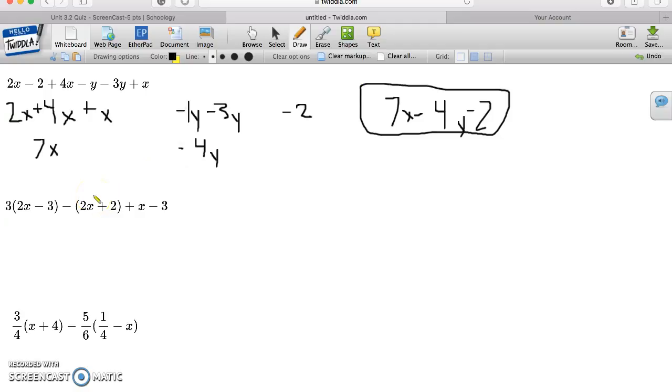Okay, so for number two is a little different because you need to distribute. So first, 3 times 2x is 6x. And then 3 times negative 3 is negative 9. And again, we can just look at this as negative 1. It means the same thing. So that's just going to turn into negative 2x minus 2.